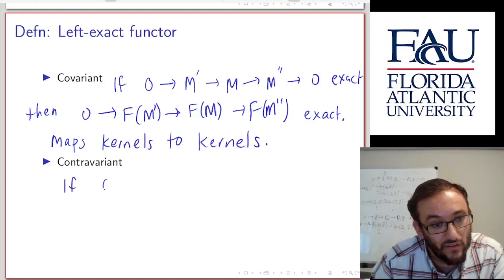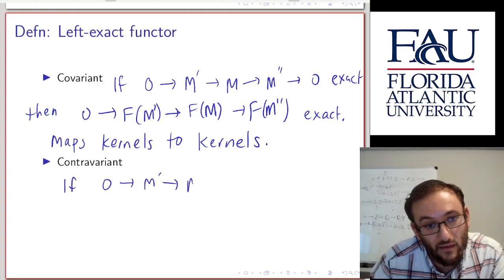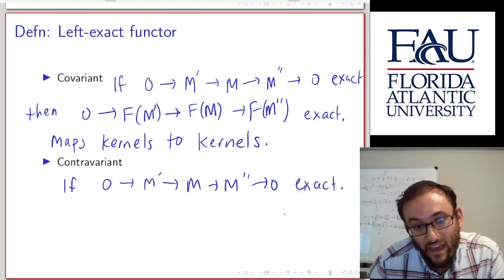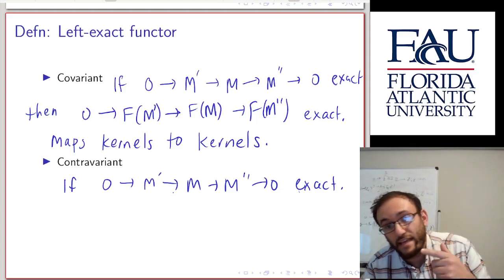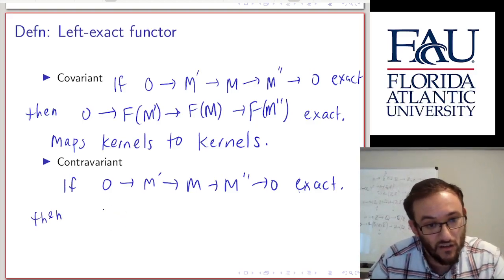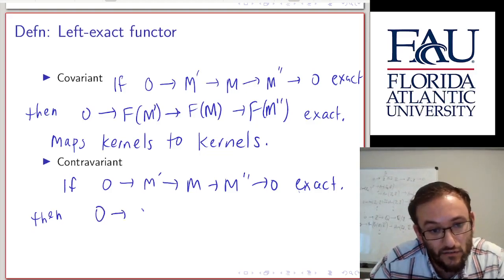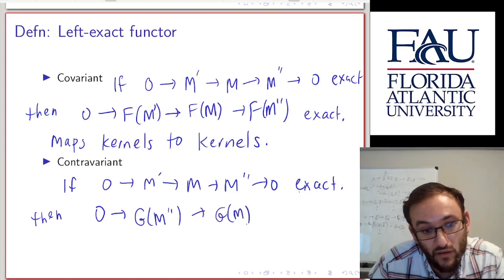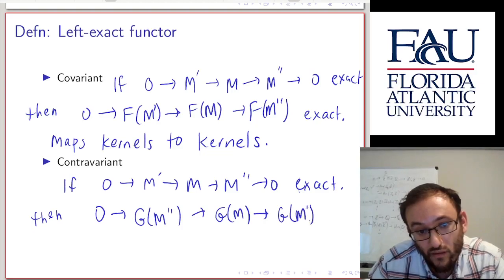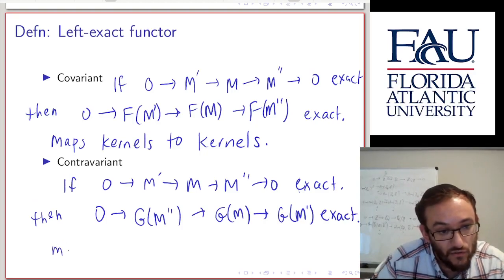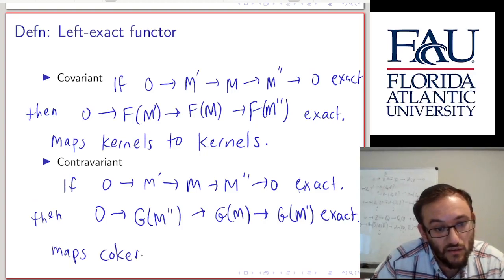Similarly, if we have 0 to M' to M to M'' to 0 being exact, and now we have a contravariant functor G, so this is like the second example we spoke about where the arrows switch direction, then for a left exact contravariant functor we're going to have the following. 0 to G(M'') to G(M) to G(M') is exact, but again, we leave off that last 0. Okay, and here you can think of this as mapping cokernels to kernels.